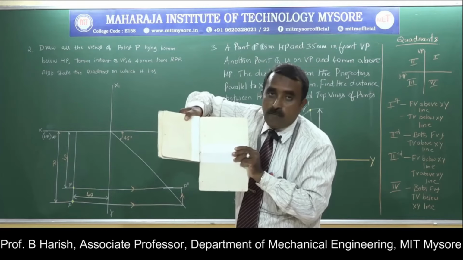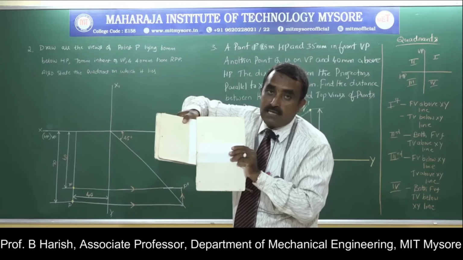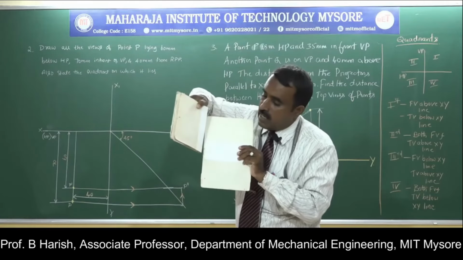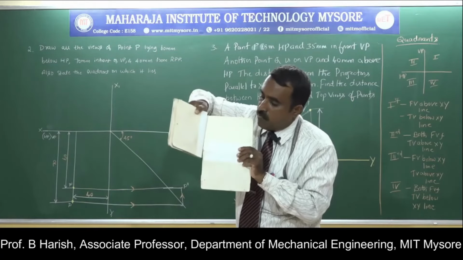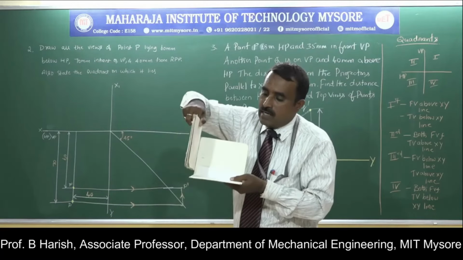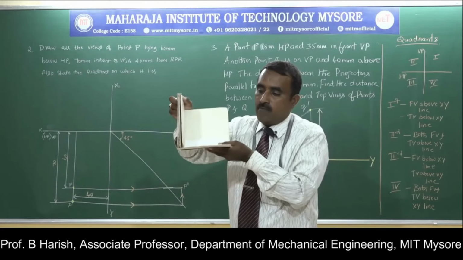The intersection of the profile plane and vertical plane will be represented as the X1 Y1 line, whereas the intersection of your vertical plane and horizontal plane is the XY line. So it will be like this: horizontal plane, vertical plane and profile plane.